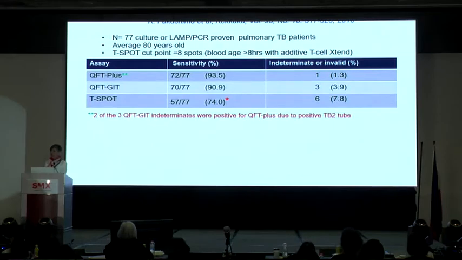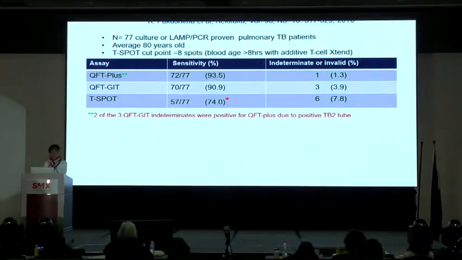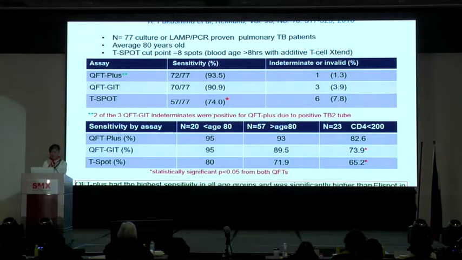They use a T-SPOT cutoff of 8 spots, using a blood age of over 8 hours with the T-cell extent. And you can see a huge difference with both QuantiFERONs and T-SPOT. Both QuantiFERONs did extremely well and were statistically higher than T-SPOT. These are all pulmonary culture-proven cases. I also want to point out the indeterminate rate being much lower for QuantiFERON Plus compared to T-SPOT, and better than QuantiFERON Gold In-Tube. But the next part is more interesting to me.